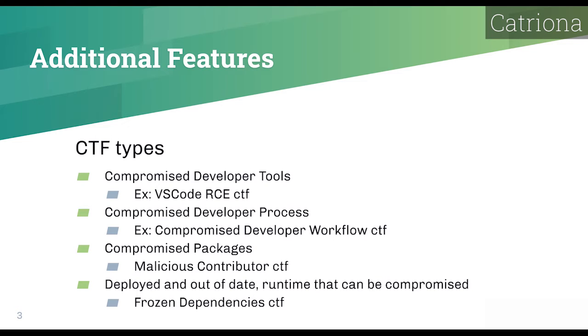The second type of supply chain security attacks were attacks on the developer process. An example being gaining API keys for sensitive information. Our compromised developer workflow CTF emulated the Codecov breach from earlier this year.